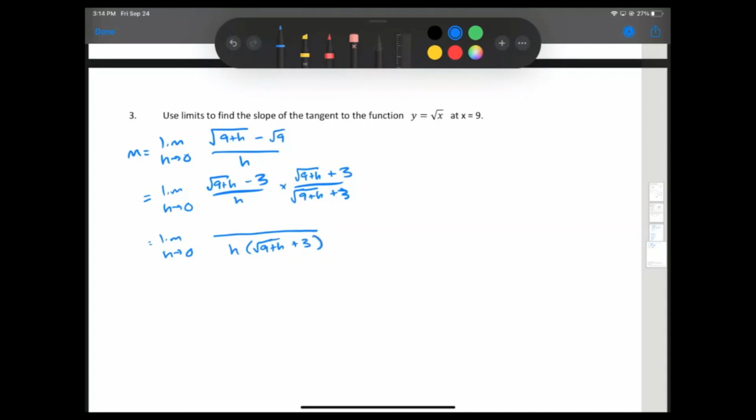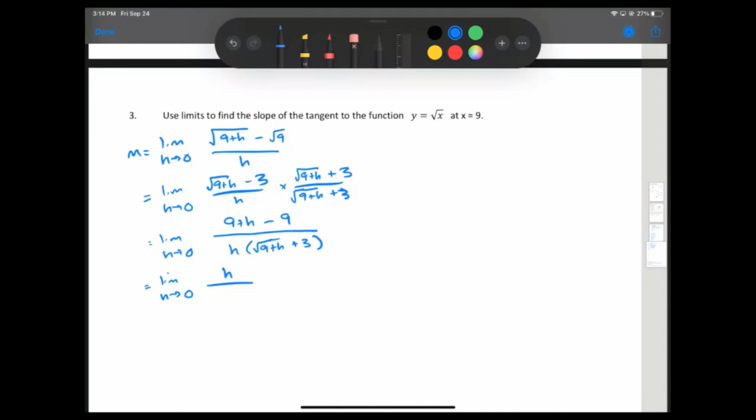And on the top, when I multiply two conjugates like that, those are the factors of a difference of squares. So if I put them together, I get a difference of squares, which is the square of root 9 plus h, which is just 9 plus h, minus the square of 3, which is 9. So on the top, I have 9 plus h minus 9, which is h.